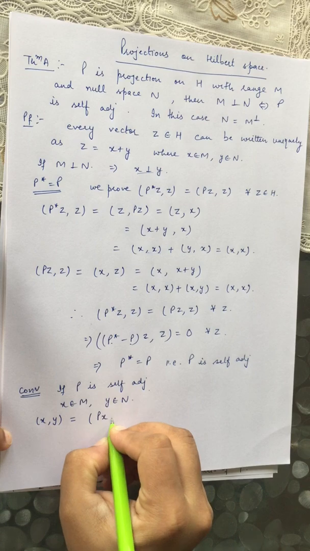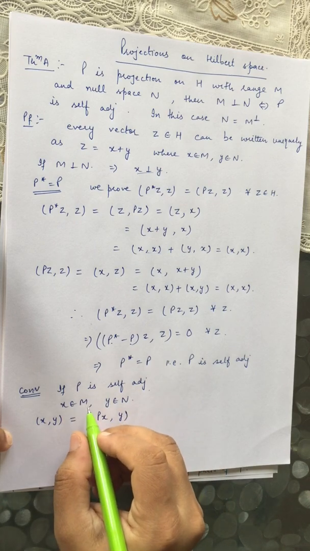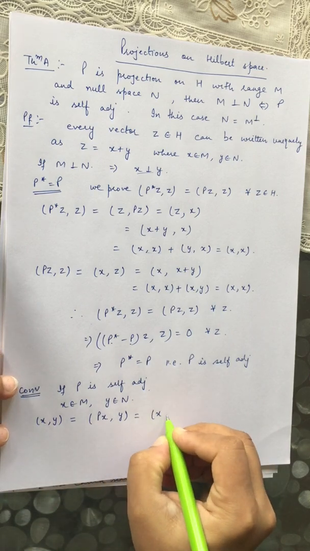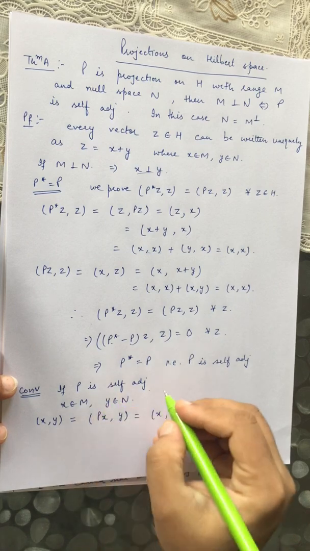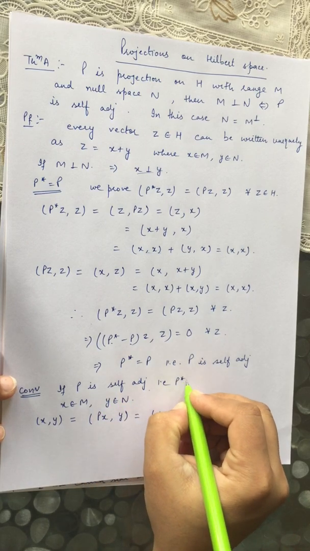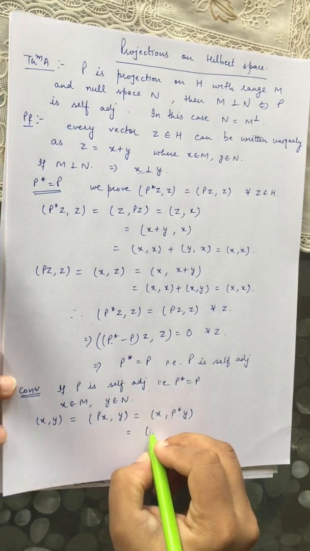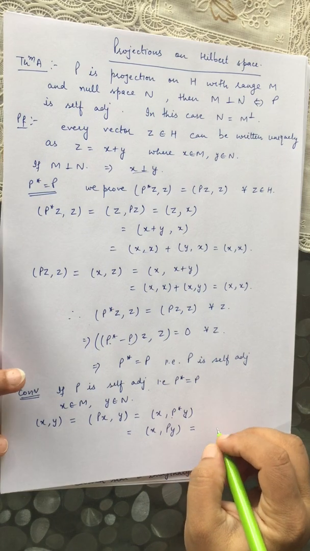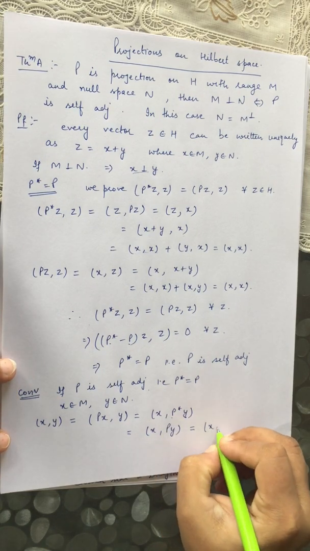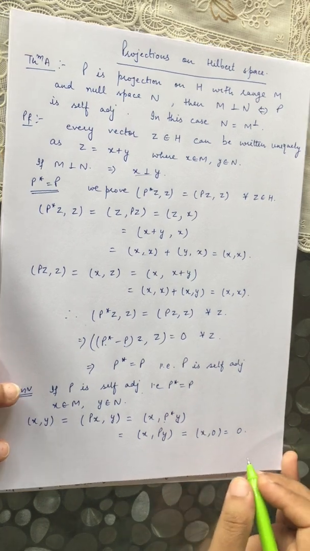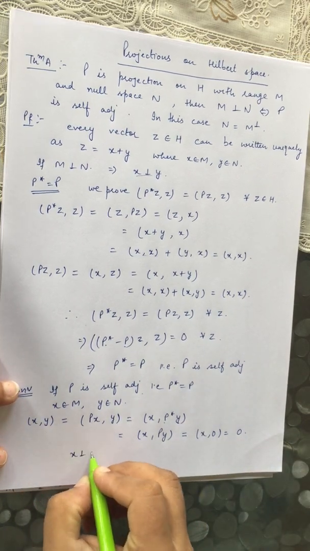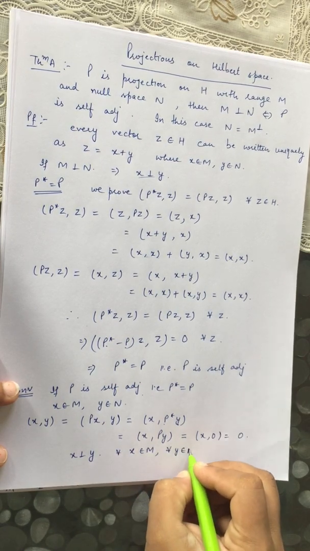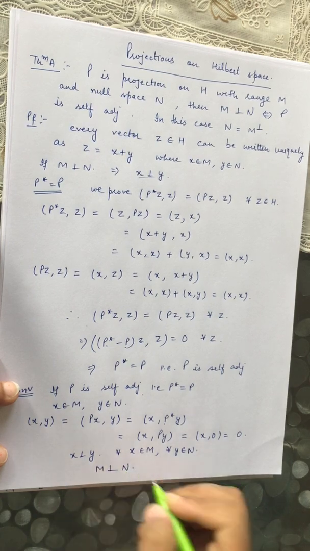So this x can be written as Px, because whenever x belongs to M, since the range space of P is M, Px is just x. So this becomes the inner product of x and P star y. Now because P is self-adjoint, that is P star is equal to P, this P star becomes just P, and Py is 0 because the null space of P is N and y belongs to N, so this is just x with 0, so this is 0. So we have proved here x is perpendicular to y for all x in M and for all y in N, therefore M is orthogonal to N.